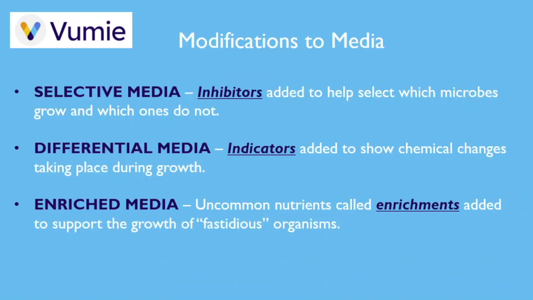Media can be modified to limit which bacteria can grow on them by removing key ingredients or adding chemicals called inhibitors that block the growth of unwanted bacteria. These media are called selective media.